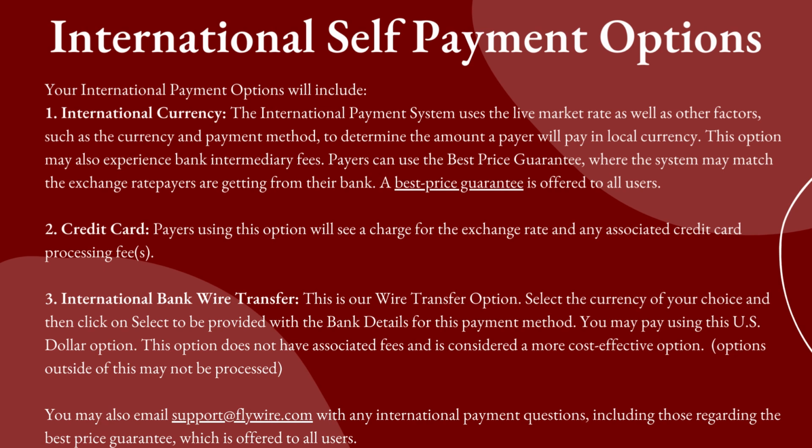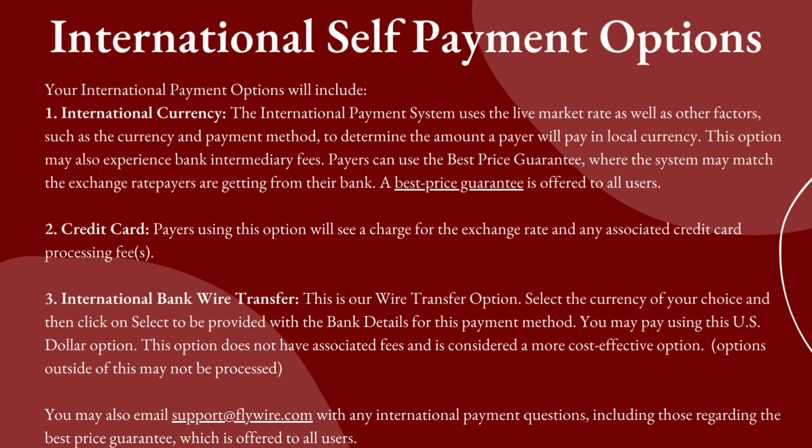The international payment system uses the live market rate as well as other factors, such as the currency and payment method, to determine the amount a payer will pay in local currency. This option also may experience bank intermediary fees. Payers can use the best price guarantee, where the system may match the exchange rate payers are getting from their bank. A best price guarantee is offered to all users.